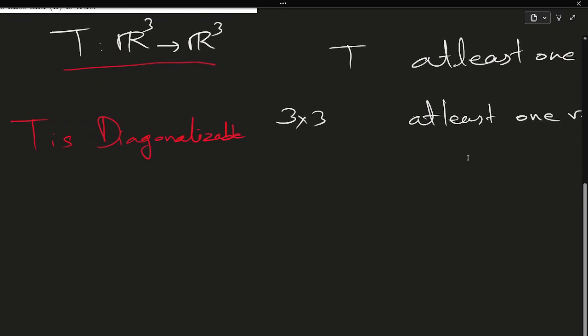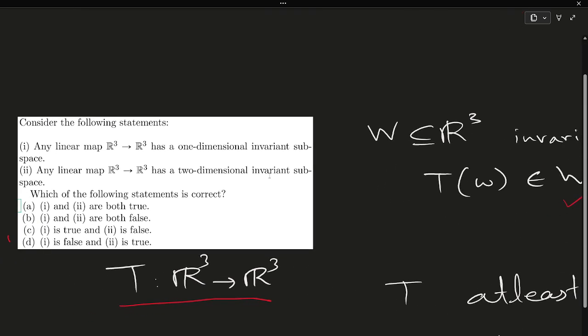Now for 3 cross 3 matrices, the characteristic polynomial is a cubic polynomial with real coefficients, so it has at least one real root. This implies that T always has at least one real eigenvalue and thus at least one eigenvector. The subspace spanned by the eigenvector is a one-dimensional invariant subspace. So statement 1 is a correct statement.